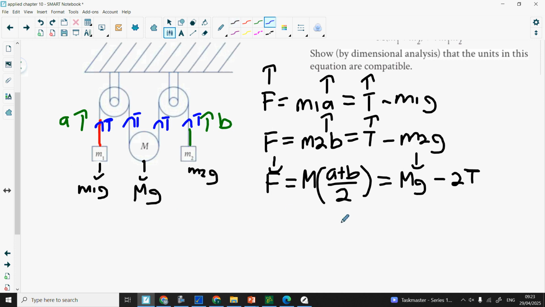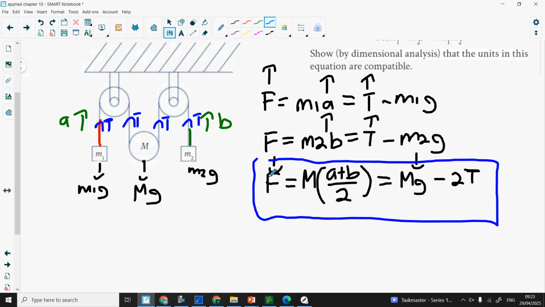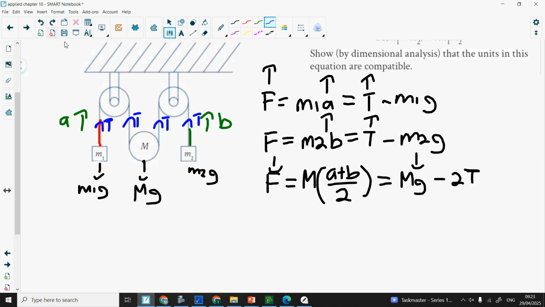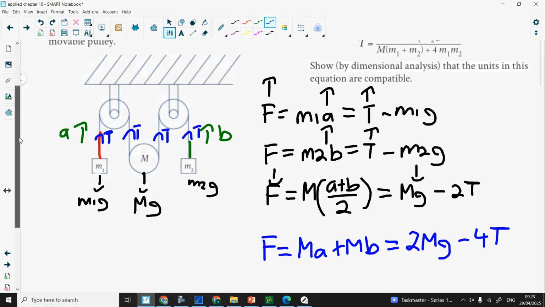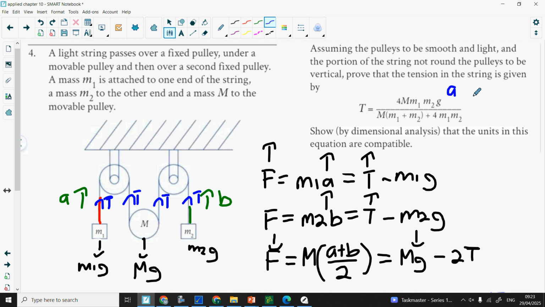Now here's what I'm thinking. I'm thinking of getting rid of the fraction. So in this blue one, what should you do to both sides? Yeah, multiply by 2 would be a good start. And then what I can get is F equals Ma plus Mb equals 2Mg minus 4T. In my answer, there's no a or b. A substitution for a or b would be ideal.